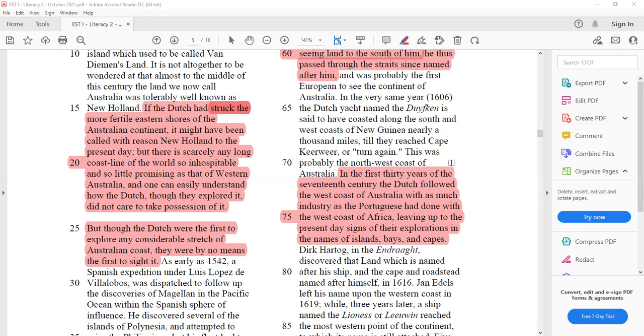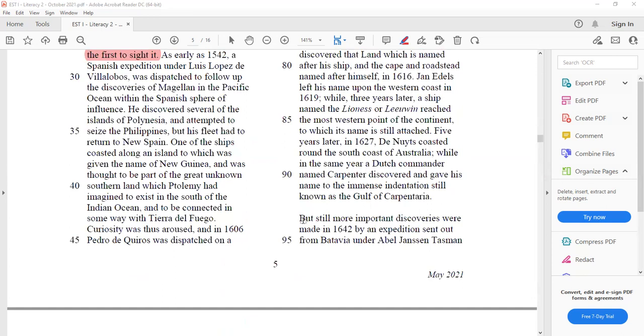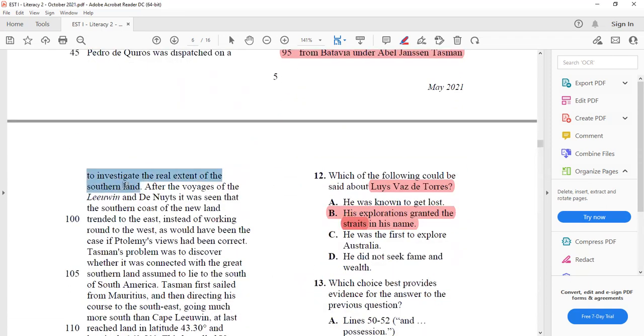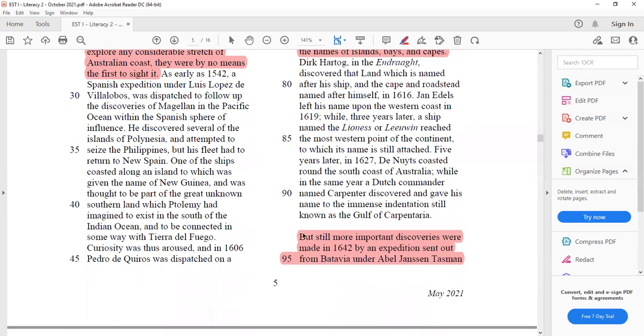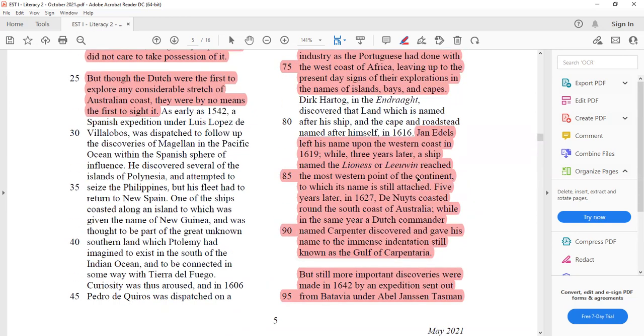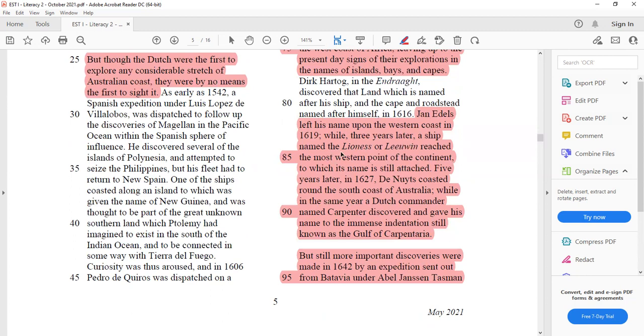Let's go to after that, 93 to 97, from "but" till "land". Whenever you find "but" or "however", you are going to take the line before. So let's take the line before. It's from Jan. Jan Edels left his name upon the western coast in 1619, while 3 years later, take care, here he mentioned the Dutch, here he mentioned names only, a ship named the Lioness or Leeuwin reached the most western point of the continent, to which its name is still attached.